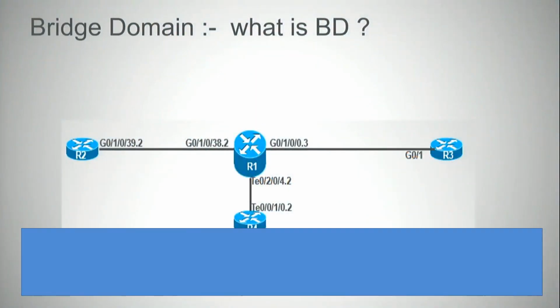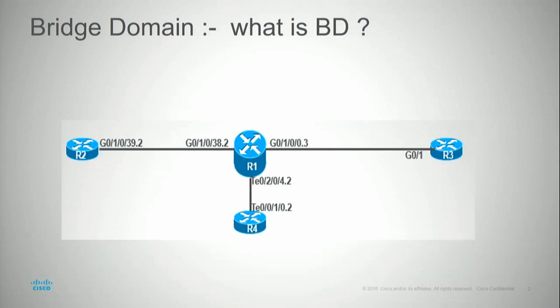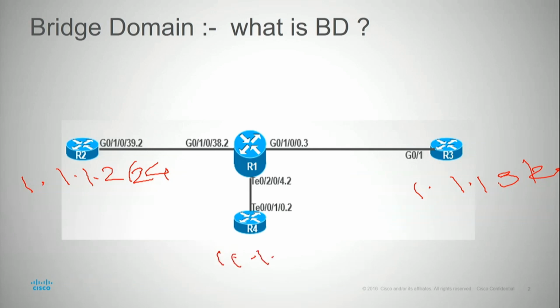So exactly what is the bridge domain? Bridge domain is nothing but the same broadcast domain. If we have the same broadcast domain under the bridge domain, it will have the same IP subnet. So if we see here, suppose this one is having this IP address, and this one is having 1.1.1.3/24, and suppose he is having 1.1.1.4/24. So you can see all these are part of the same broadcast domain.